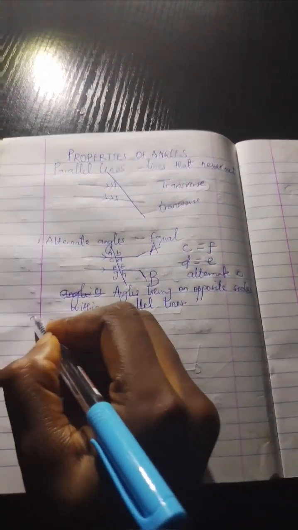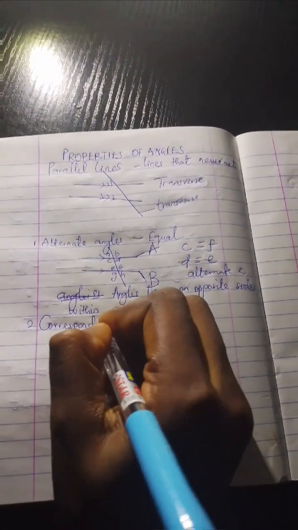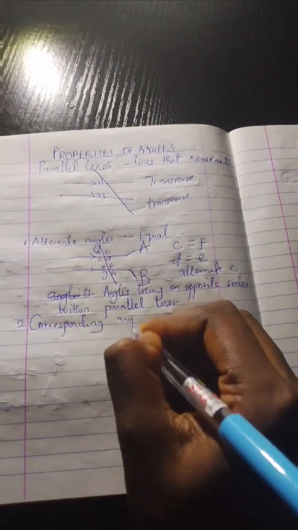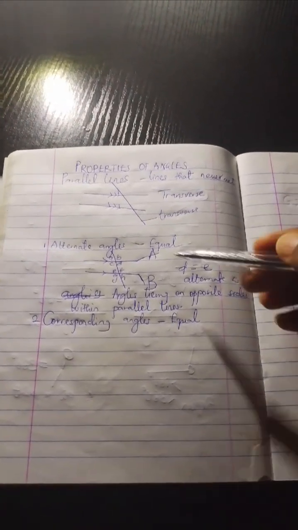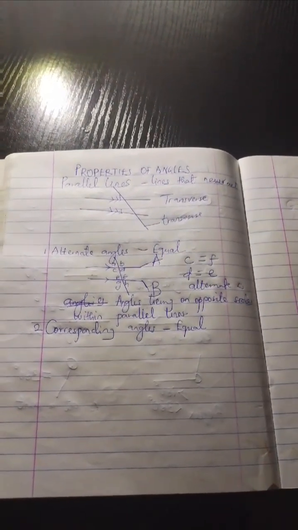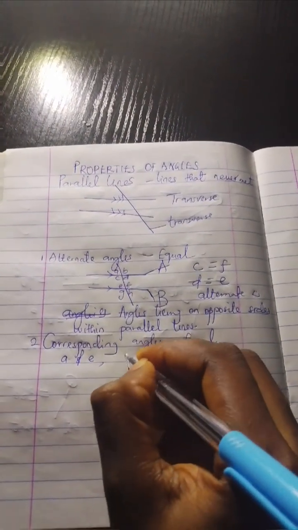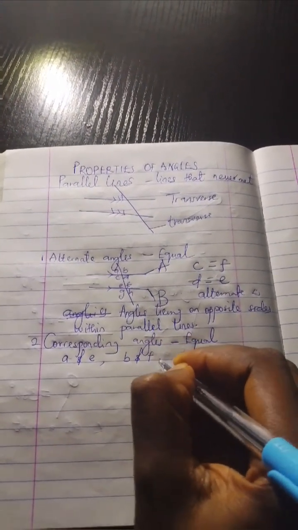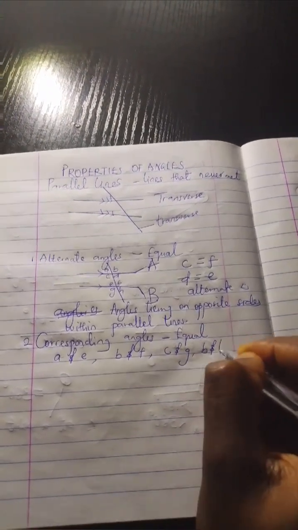Now, for the second one, we have corresponding angles. Corresponding angles are also equal. They are equal wherever they are seen in parallel lines. Now, I'm going to be using this same drawing here for reference. Here, our corresponding angles are A and E, B and F, C and G, and D and H.